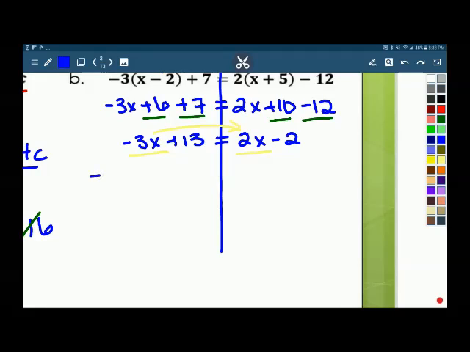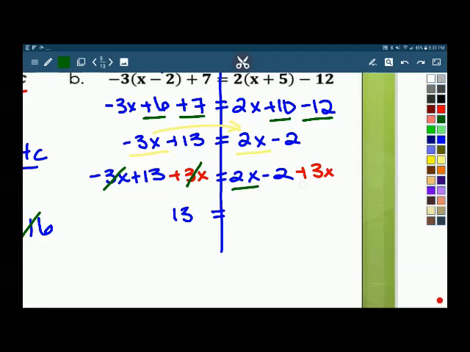Again, I have to scoot the left side over. Notice how, again, I'm just rewriting the equation with that left side scooted over, and I'm going to insert a positive 3x on both sides. That way the -3x and the positive 3x become a 0, and I'm left with 13 is equal to, combine my like terms together, 2x and 3x together, that makes 5 total x's. And don't forget to drop down that -2.